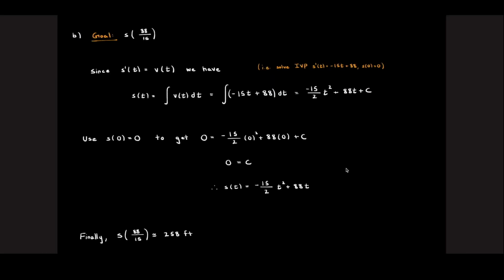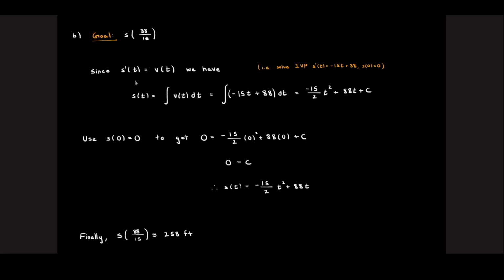Now let's solve part B. In part B, we have to figure out how much distance is covered during this time. So in terms of mathematical thinking, we just need to find the position function evaluated at 88 over 15. That will tell us what the position of the car is at this point in time. So that means we need to find the position function.